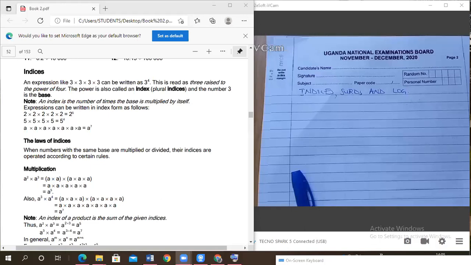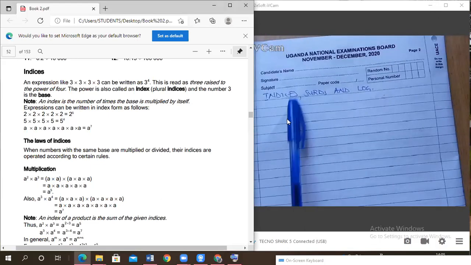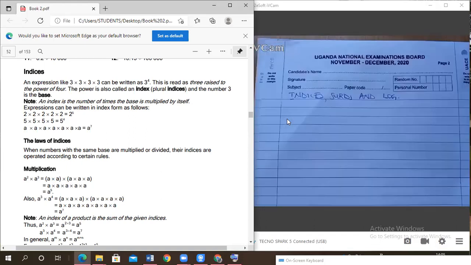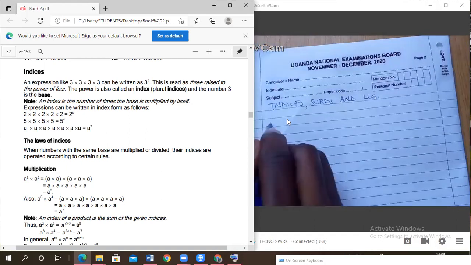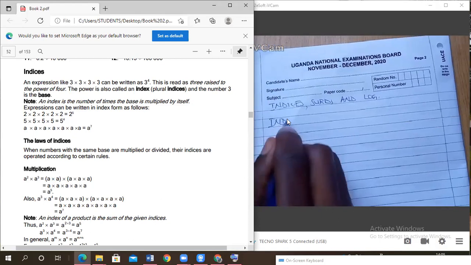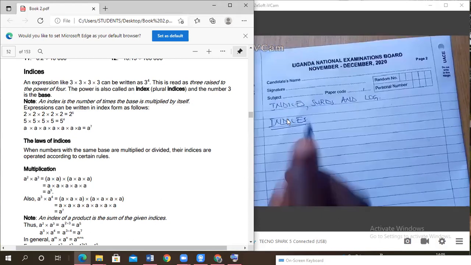Yes, I'm going to start a new topic that is indices, surds, and logarithms. Okay? That's what we are going to start with today. So we are looking at indices, surds, and logarithms. So our subheading is indices. That's what we are going to look at today.